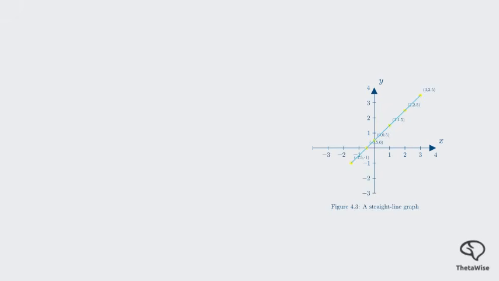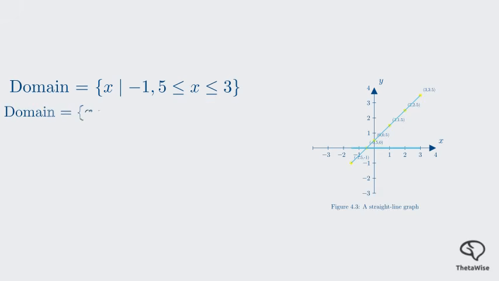Let's find the true domain. First, we look at the x-axis. The graph starts at x equals negative 1.5 and ends at x equals 3. Every point on the line has an x-coordinate between these two values. We can write this as an inequality: x is greater than or equal to negative 1.5, and x is less than or equal to 3. The notation means the set of all x values such that x is between negative 1.5 and 3 inclusive. Because it's a solid line, these x values can be any real number.